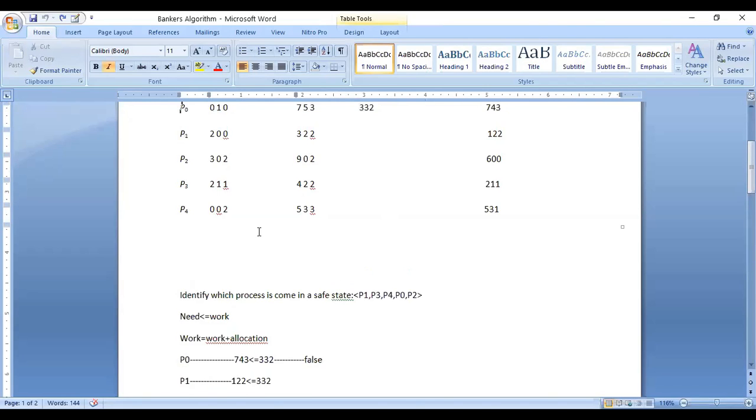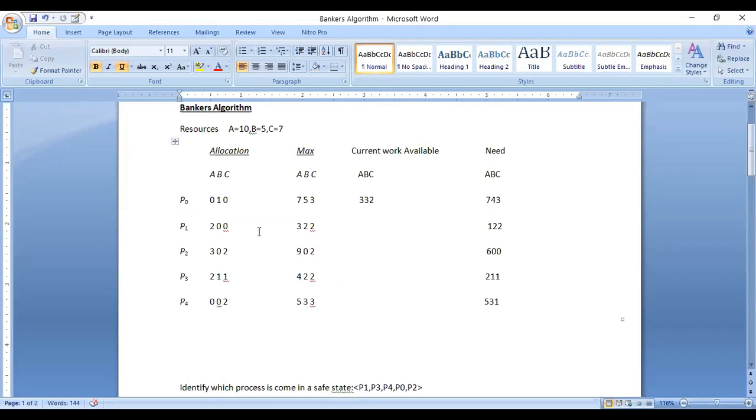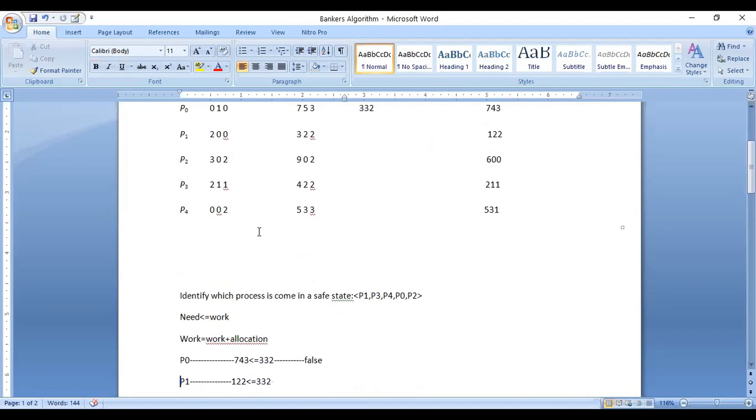What is P0's need? P0's need is 743. So 743 is less than or equal to the availability of resources, that is the work availability, which is 332. So is 743 less than or equal to 332?